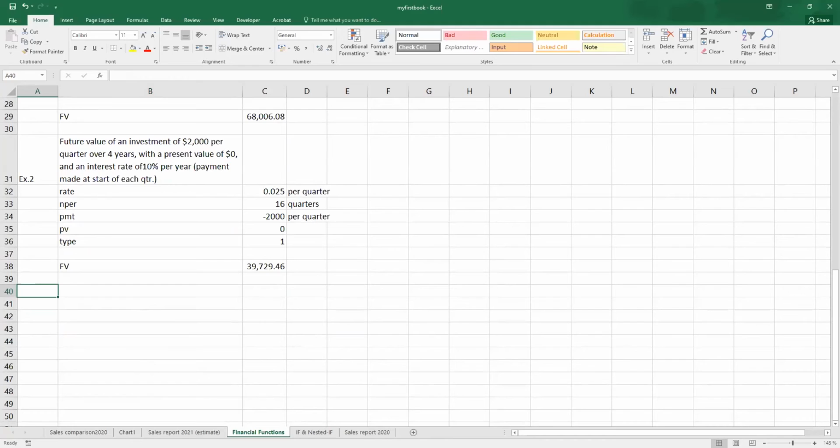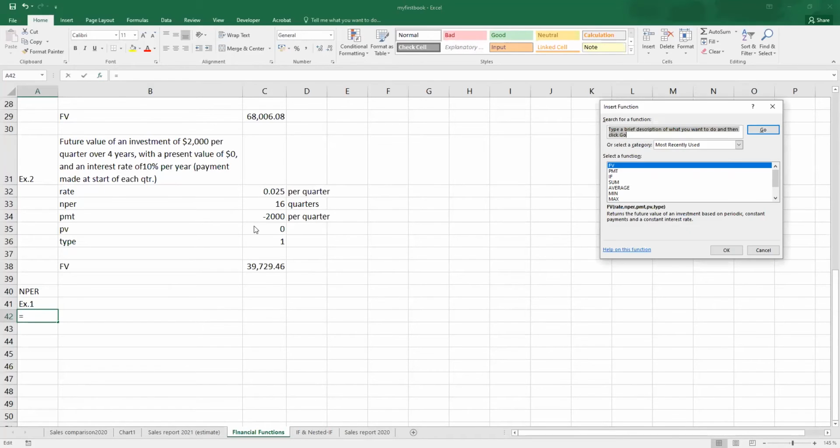The next function that you have to learn is what we call the NPER function. The NPER function is a function that we use to calculate the number of periods. Let's see this function first before we start talking about the first example.